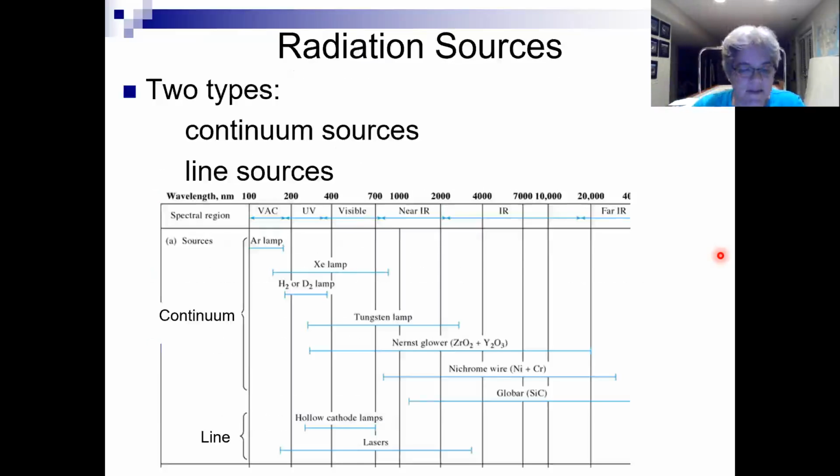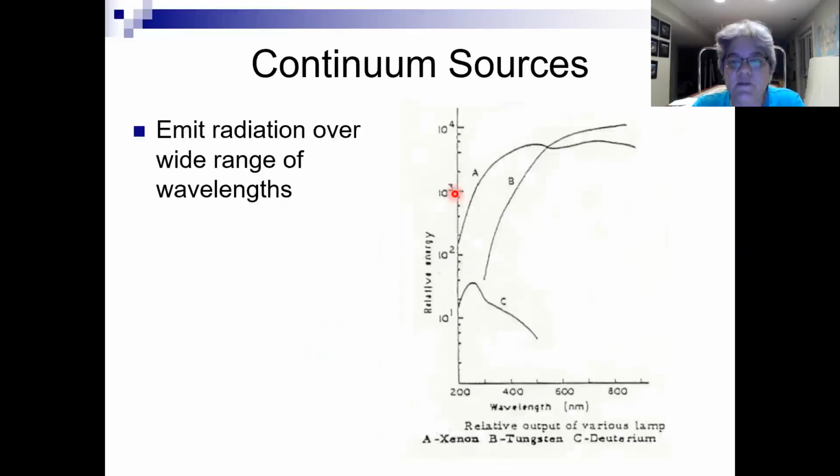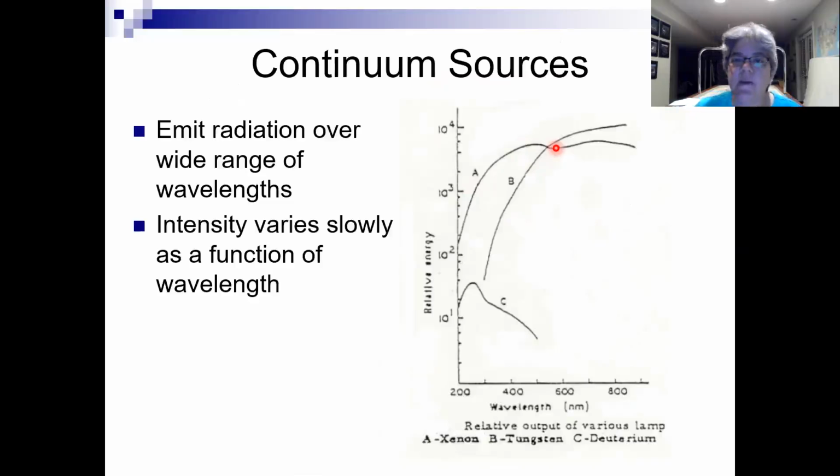Okay, so looking at that table in the book now, what's important is to notice that the types of radiation sources can be divided into two types. We have what are called continuum sources and line sources. Okay, so these continuum sources, these are the ones that give me radiation over a wide range of wavelengths. Notice the intensity is changing very slowly. So the intensity difference between here and here is small. There's not a big change.